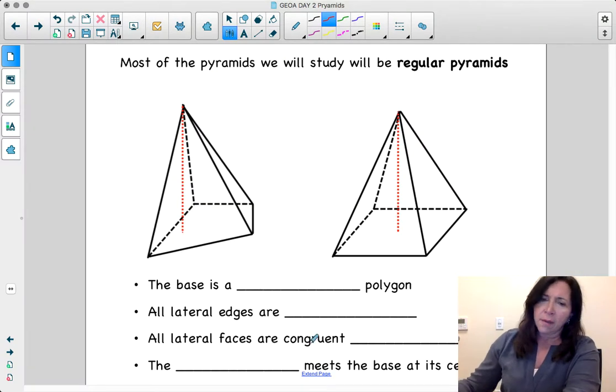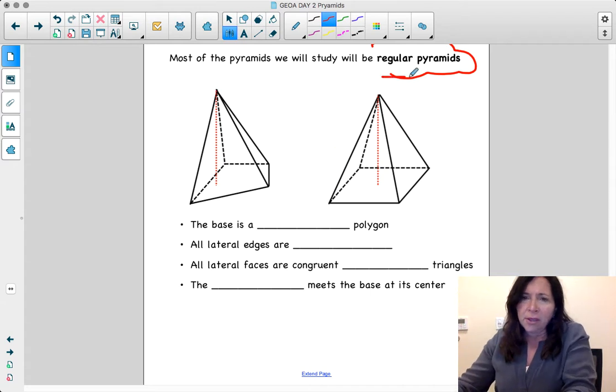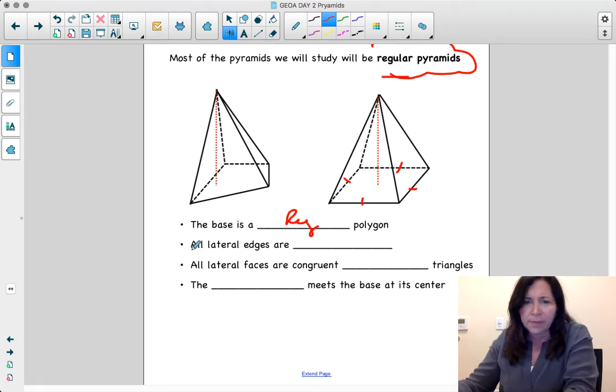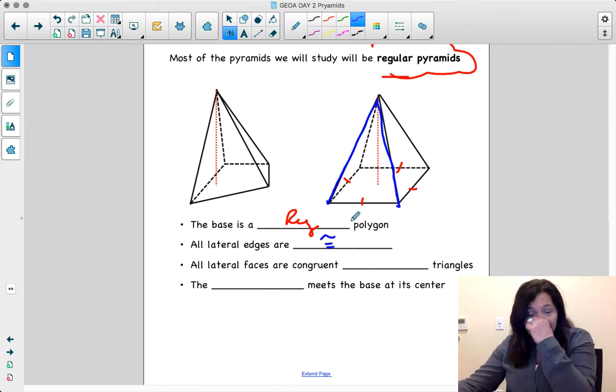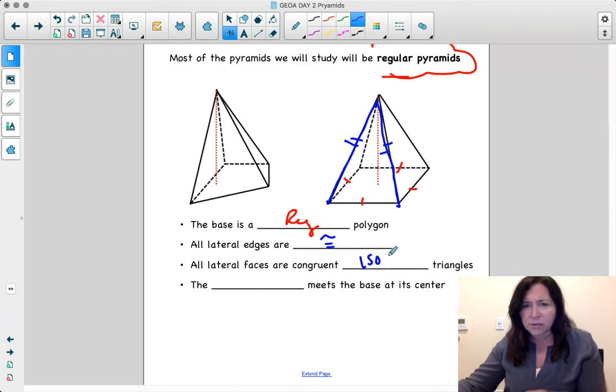So what this is telling me is that we have regular pyramids and we have pyramids that are not regular. Regular means all sides and angles are congruent on the base, so the base is a regular polygon. All lateral edges, these lengths, are congruent. So that length right here, that's a lateral edge, is congruent to that length. And that being said, the lateral faces are isosceles triangles.